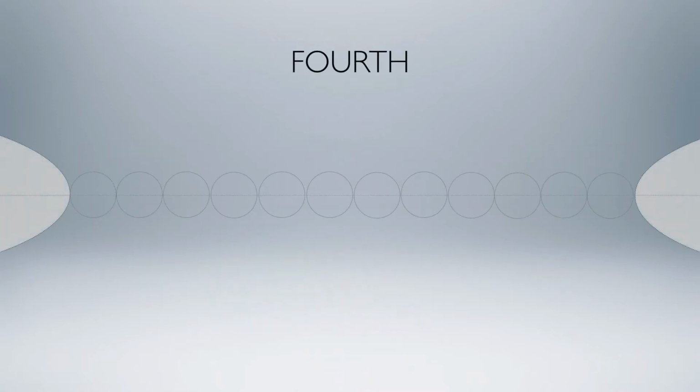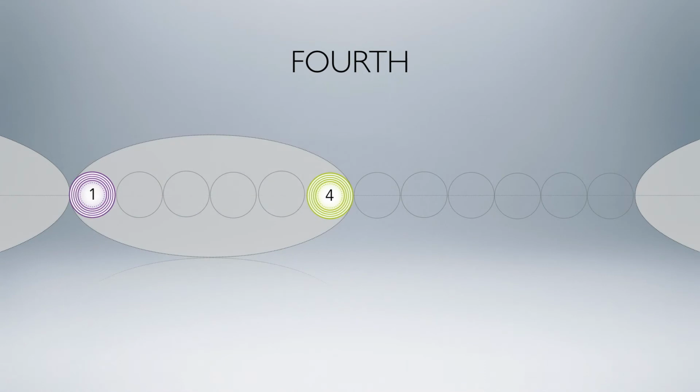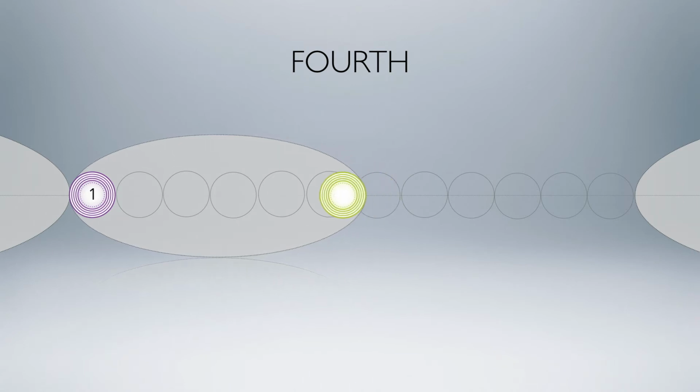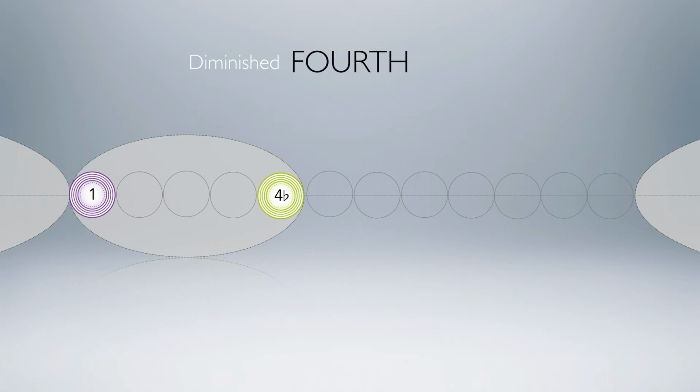The fourth. When we raise the perfect fourth by a semitone, we obtain an augmented fourth interval. This interval has a distance of 3 tones, the equivalent to that of the tritone, which we have already observed. If this time we lower the perfect fourth by a semitone, we will obtain a diminished interval. This interval has a distance of 2 tones, equivalent to that of a major third.